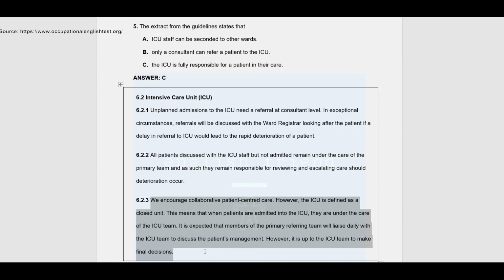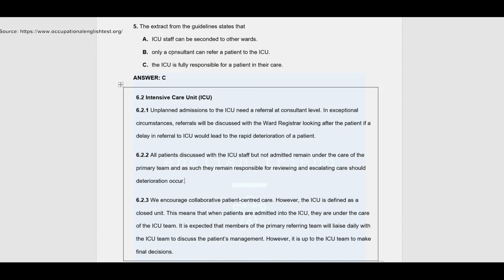This means the patients who are admitted to the ICU, or in other words, who are in their care, are completely the responsibility of the ICU team. That's why option C is the answer for this question. Now let's deal with option A. It says ICU staff can be seconded to other ward. It means ICU staff can be transferred to other ward. Here the term seconded means can be transferred. There is no such information that ICU staff can be transferred to other wards anywhere in this extract. So that's clearly a not given.